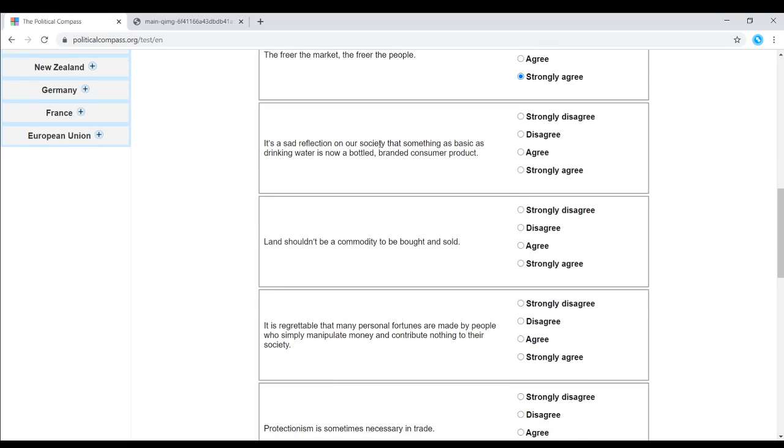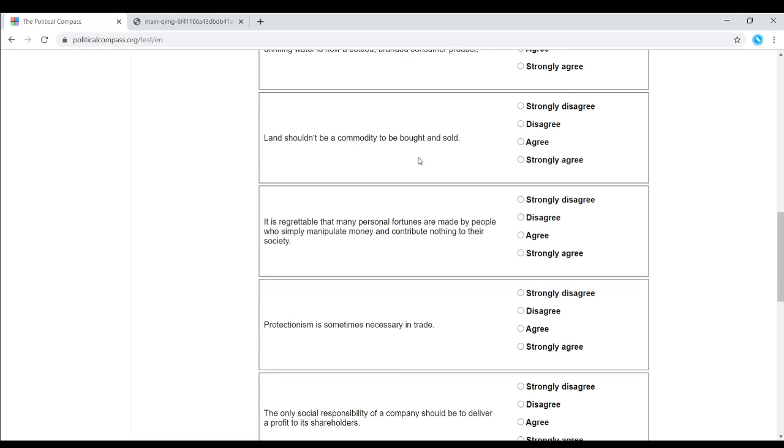It is a sad reflection on our society that something as basic as drinking water is now a bottled, branded consumer product. I strongly disagree with that. Just because a company decides to bottle water doesn't prevent you from going to your kitchen tap and getting water that way. All it does is benefit society, because now we have a preference system where I can prefer to go get bottled water from the store instead of drinking it from my tap. That's ridiculous.